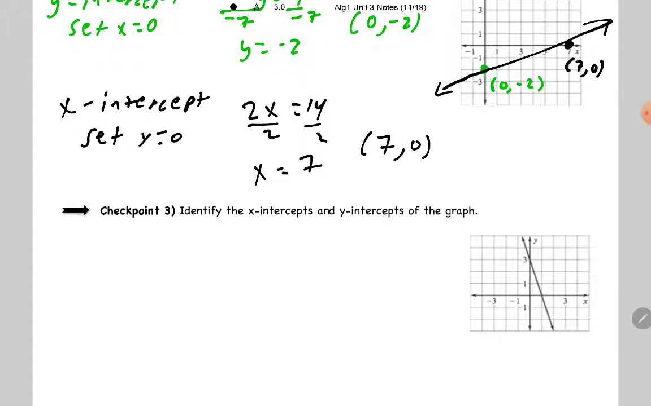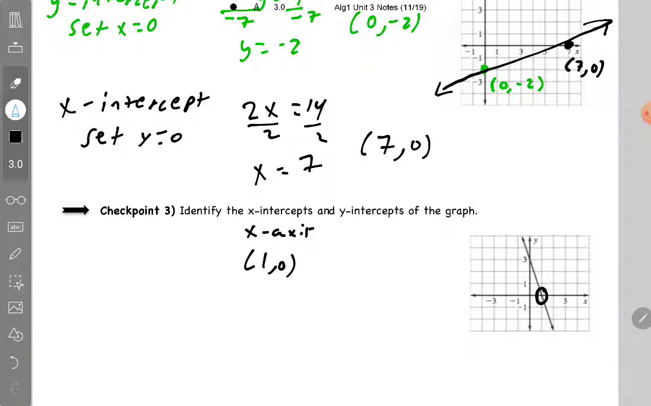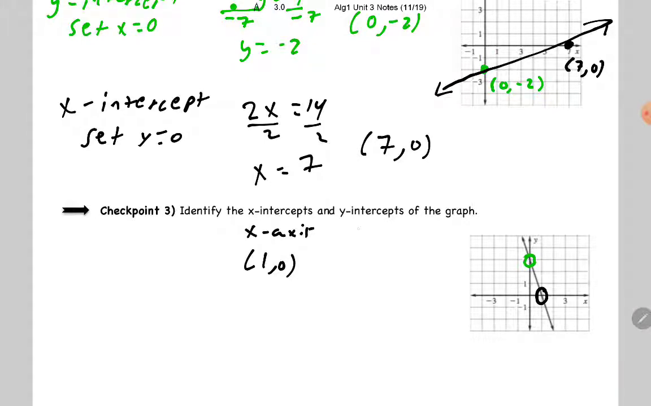Alright, identify the x and y intercepts of the graph. So once again, x-intercept crosses x-axis. So that's down here. So that is 1, comma, 0. And then y-intercept right here, where it crosses the y-axis. And that'll be 1, 2, 3. So 0, comma, 3.